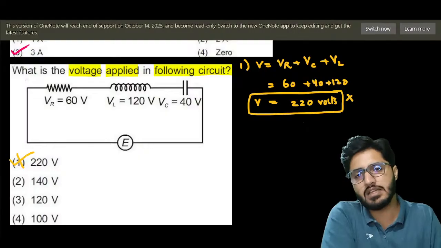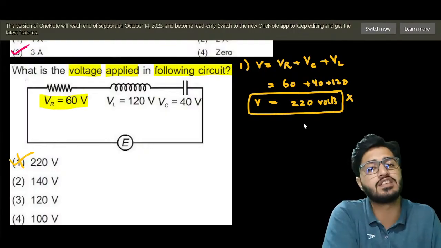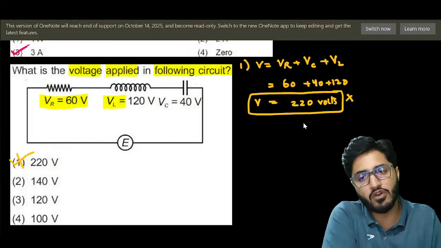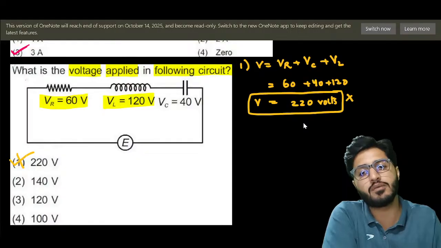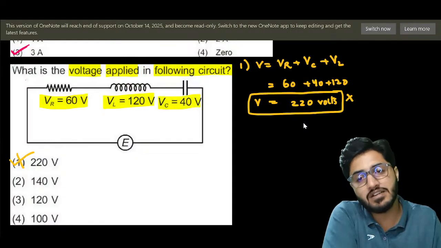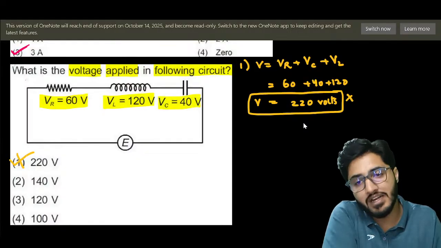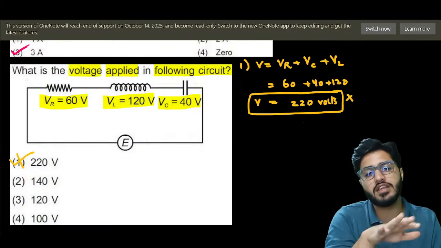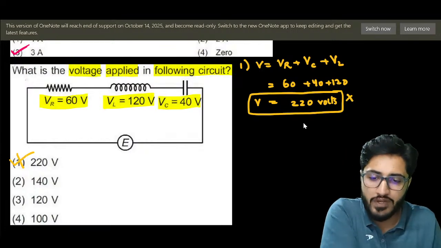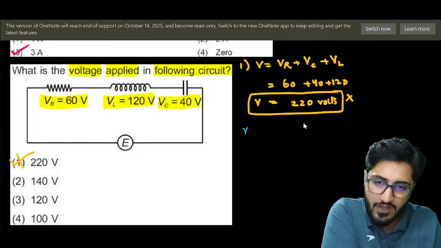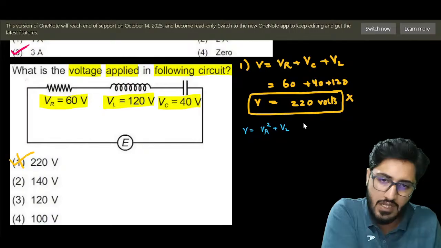You know that if we are talking about VR, there is no phase difference. If we are talking about VL, yes, voltage leads by 90 degrees. If we are talking about VC, current leads by 90 degrees. So we cannot use the ordinary algebraic addition. So how can we get this now? I will write V equals the square root of VR square plus (VL minus VC) whole square.